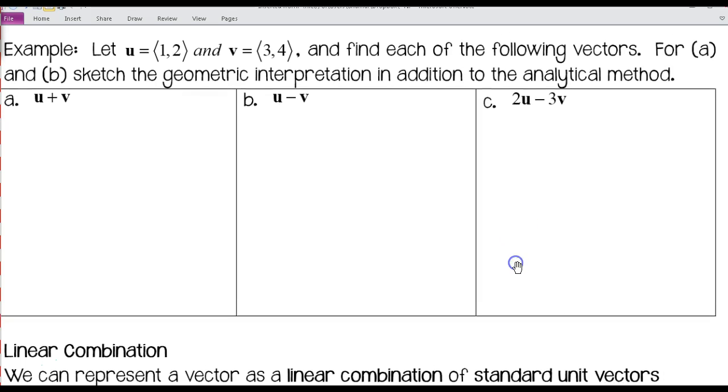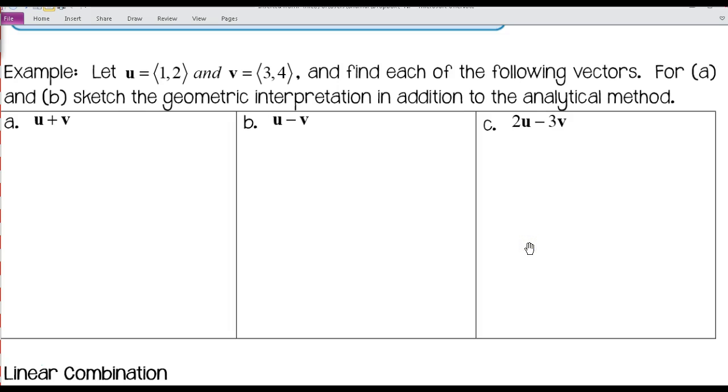So this would be a good time to pause if you want to try and do these. We want to find each of the following, and then we're going to sketch a geometric interpretation.